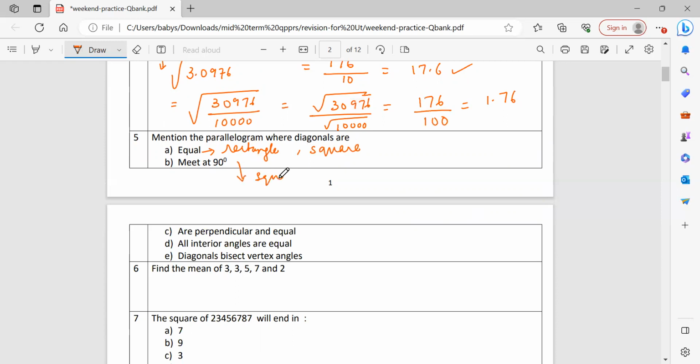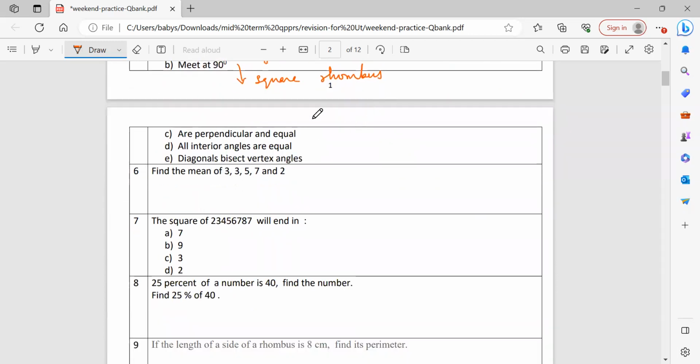Where do they meet at 90? That's in a square and a rhombus. The diagonals meet at 90 degrees. Where are they perpendicular and equal? Perpendicular, in other words, meaning meeting at 90. Me telling you that they are perpendicular is as good as me telling you that they meet at 90 degrees. So perpendicular, it's rhombus and square. Perpendicular and equal, it has to be only square. It can be only a square.